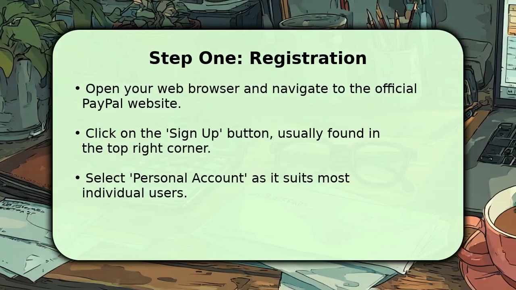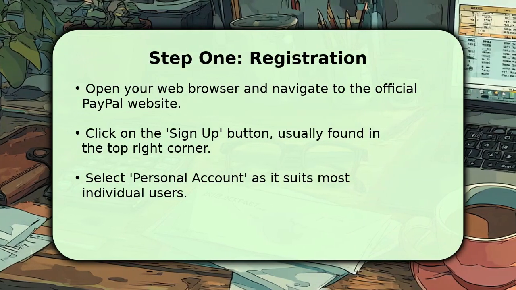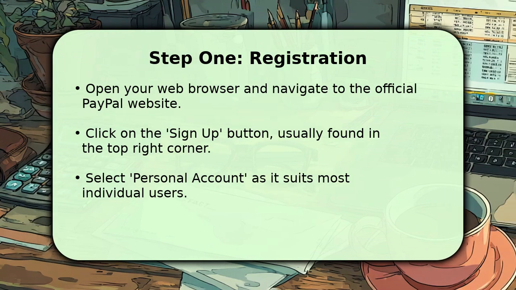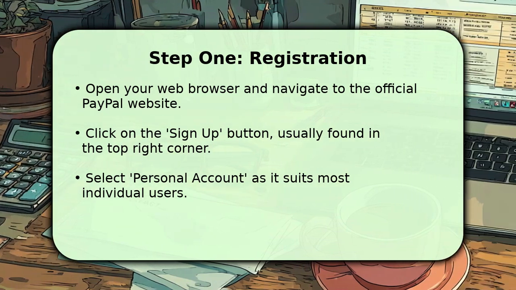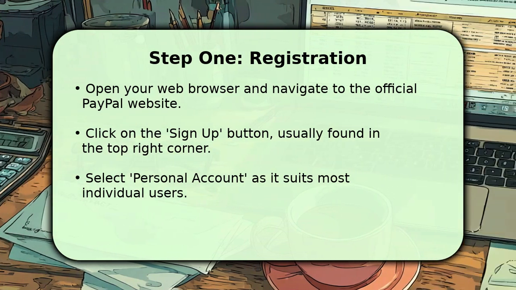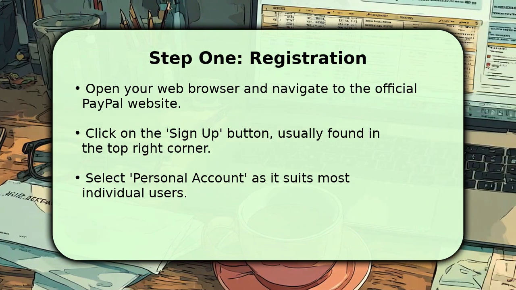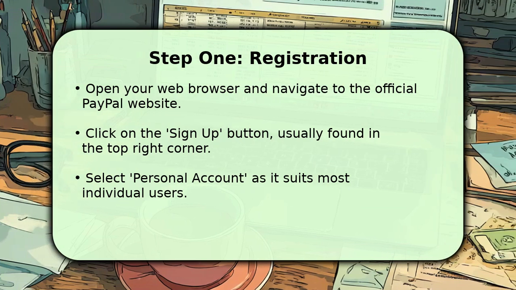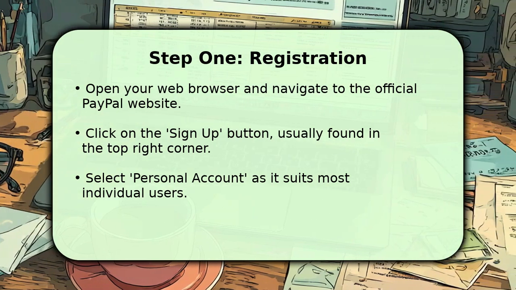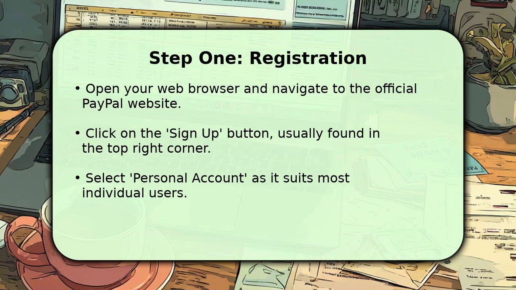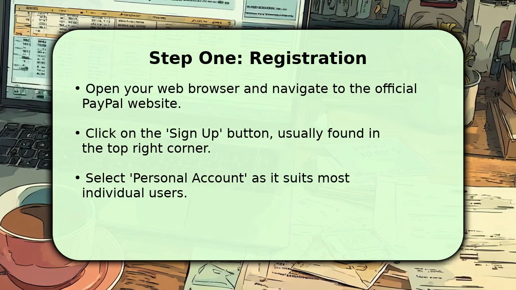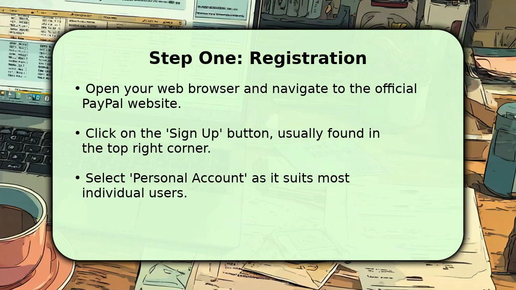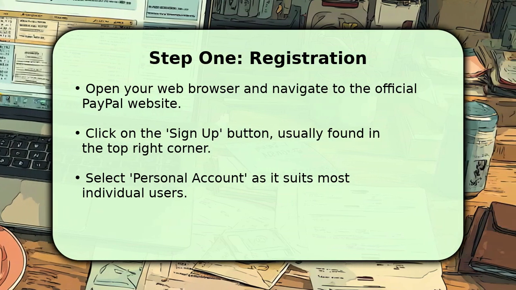To begin, open your preferred web browser and go directly to the official PayPal website. Look for the Sign Up button, which is typically located in the top right corner of the page, and click it. When prompted, select the Personal Account option, as this is ideal for individual use in Tanzania. Then, accurately enter your active Tanzanian mobile phone number. This is crucial for the next verification step.